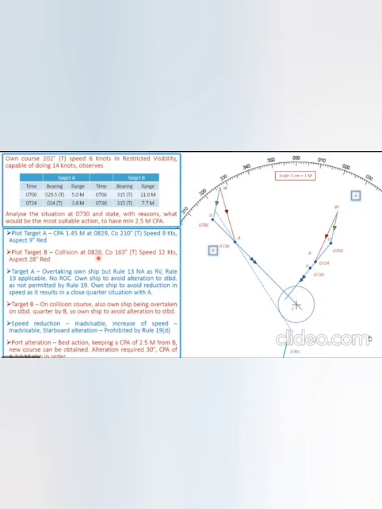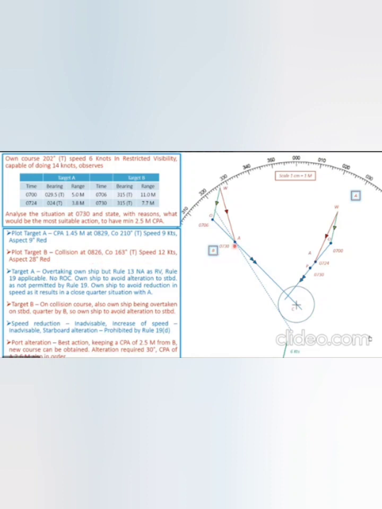Now let us have a look at their CPA. CPA of target A is 1.45 miles, whereas for target B, the CPA is 0. Target B is on a collision course. So for our action, we will give the priority to target B. Target B is having 0 CPA, so we will give our priority for action taken to target Bravo.